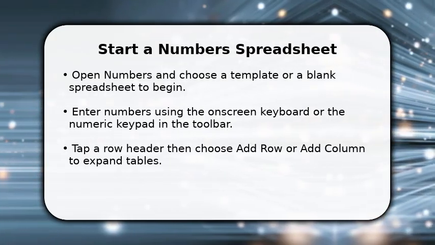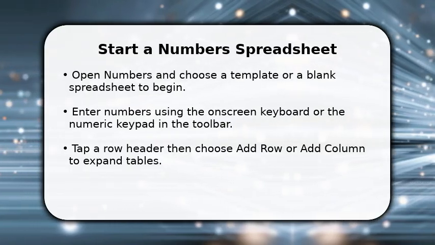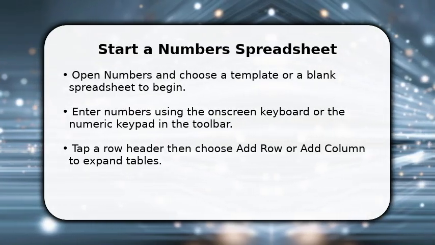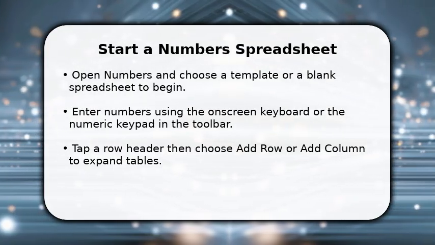To insert rows or columns, tap a row or column header and choose Add Row or Add Column from the contextual menu. Rename your sheet by tapping the Sheet tab and typing a descriptive name.